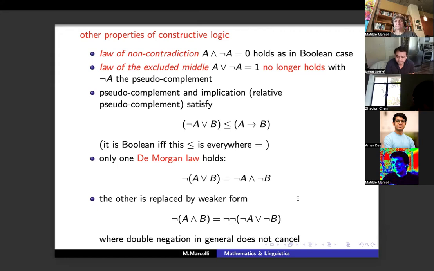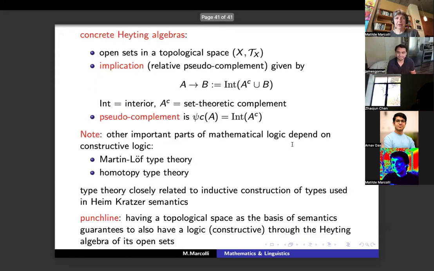If one just states it in this abstract form, this is a little puzzling, in the sense that it looks kind of pulled out of the hat. Where do these relative pseudo complement and term come from? However, concrete Heyting algebras are extremely easy to find. They are just topological spaces, the open sets in a topological space.